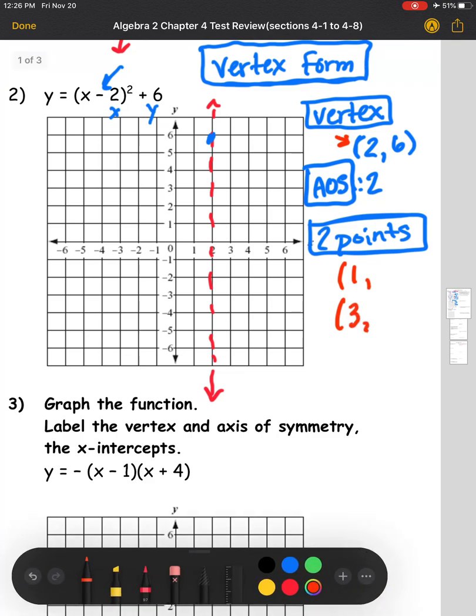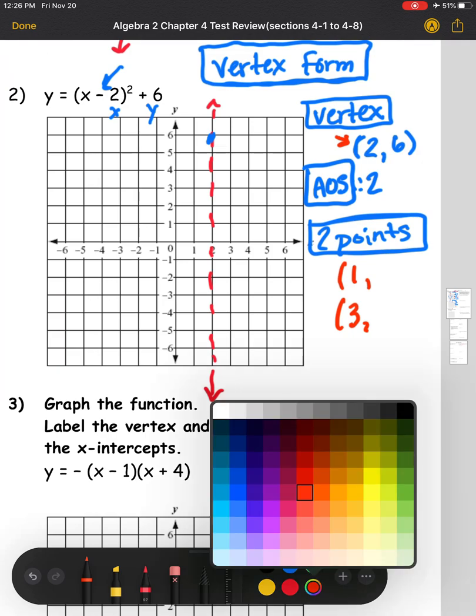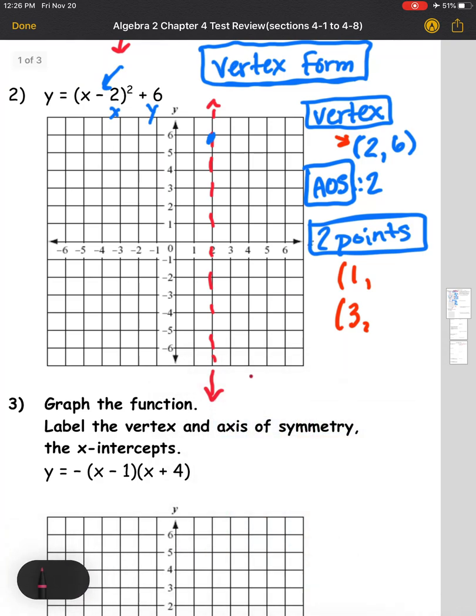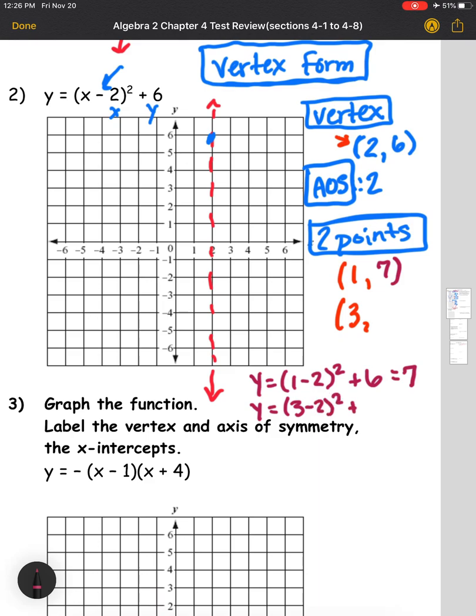And how we're going to get that y value back is just by plugging those x values into the original equation. So if I plug 1 in first, 1 minus 2 squared plus 6, that should give you 7. So 7 is my y value there. And if I plug 3 in, that should also give you 7. Because when you graph these, 1, 7, which will be off the graph a little bit, oops, there we go. And the other one is 3, 7.